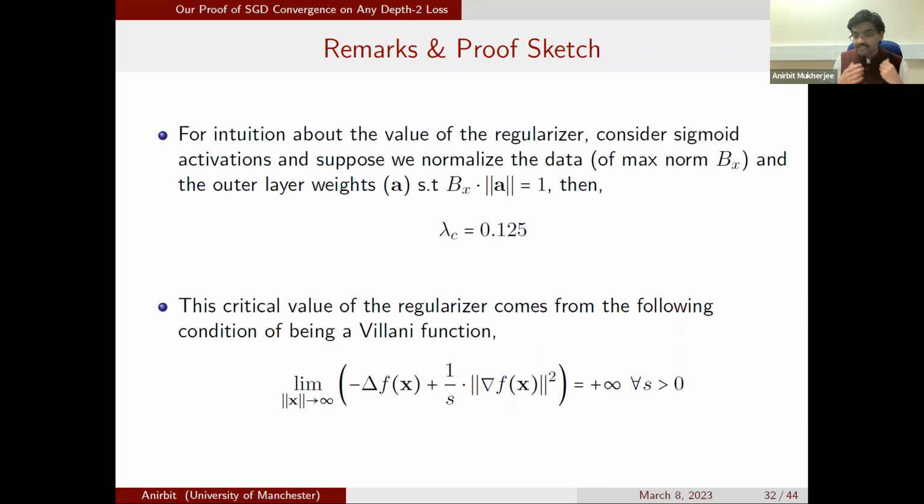The SGD proof will work. The critical part of the proof is to show that the fourth condition of being Villani is true, that this limit is divergent. And this is the critical thing that sets the regularizer. It's very interesting. I find that the critical value of the regularization needed in the loss function is tied to how the Hessian and the gradient norm squared blow up at infinity. And this Villani condition forces a certain value of the regularizer to get this blow up.